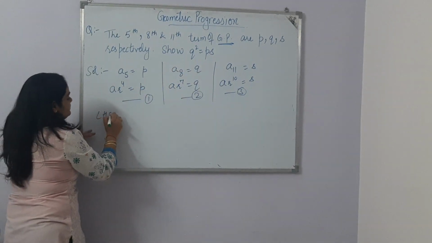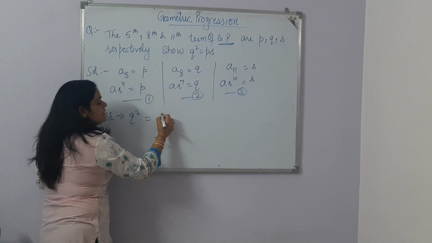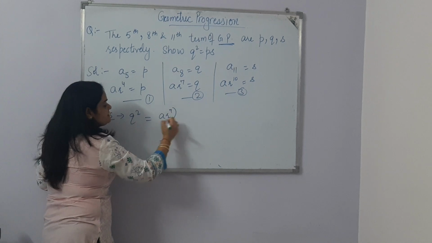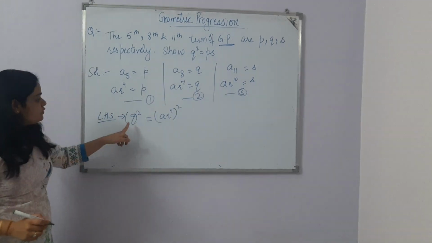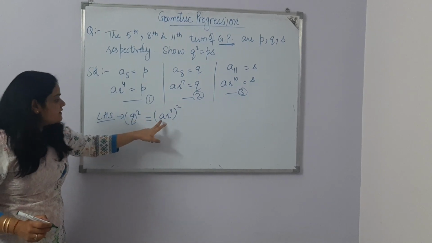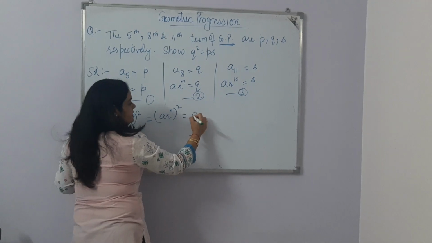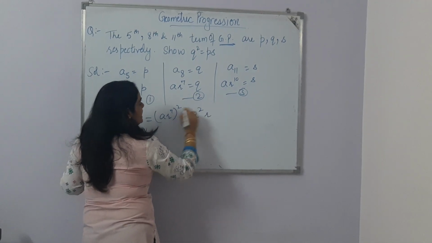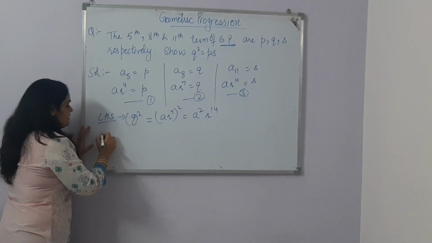We'll take the left hand side first. It is Q square. What is Q? It is AR raised to power 7. Its power is 2 because it is Q's whole square. Q's value is AR raised to power 7, whole square. It becomes A raised to power 2 and R, 7 twos are 14. It becomes A square R raised to power 14.